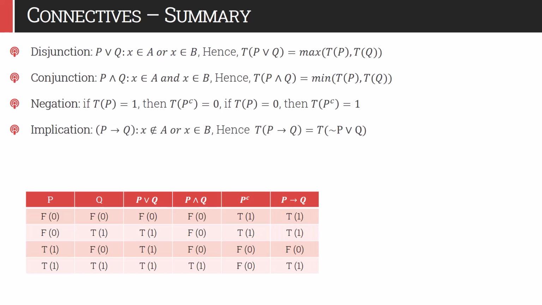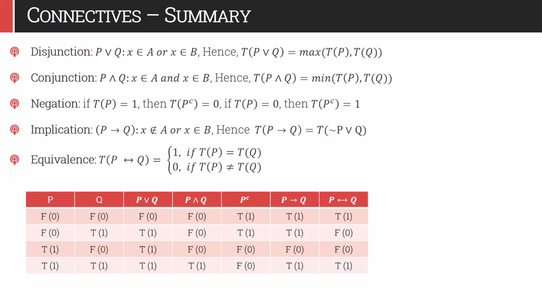Implication means whenever the premise part of the proposition is true, then the conclusion must be true. If the conclusion is false, in that case the truth value of P entails Q would be false. In the rest of the cases it would be true. And equivalence says that whenever the truth values of both propositions are the same, then it would be 1, otherwise it would be false. So this is the summary of all 5 connectives used to create compound propositions from the simple or atomic propositions.